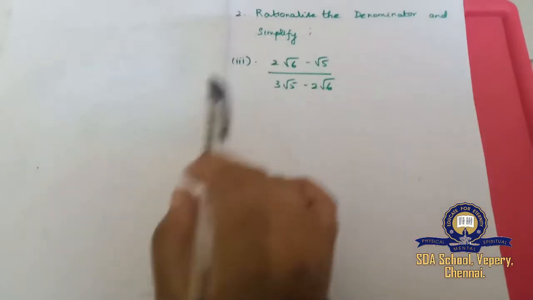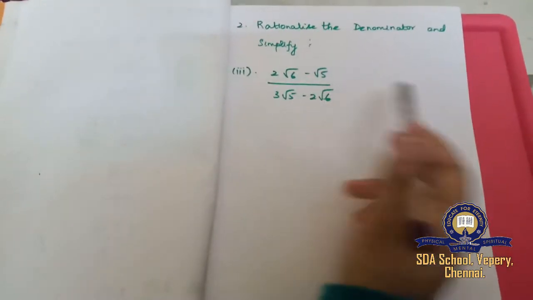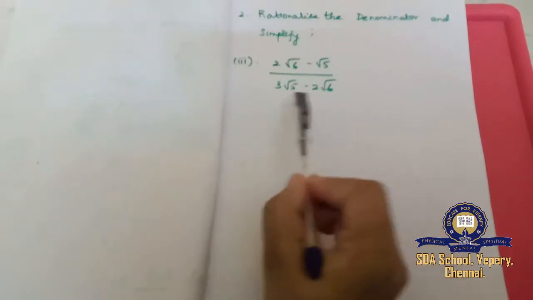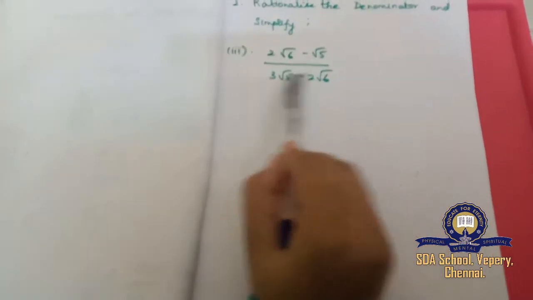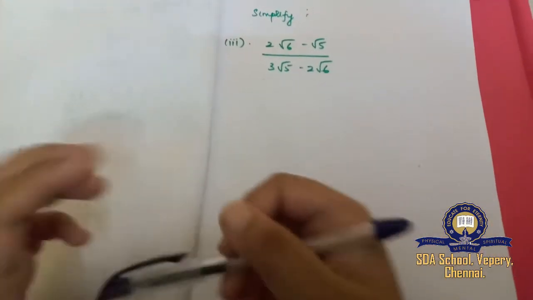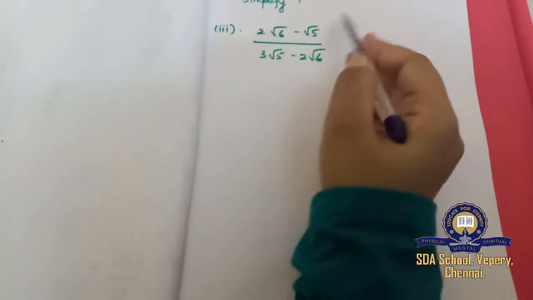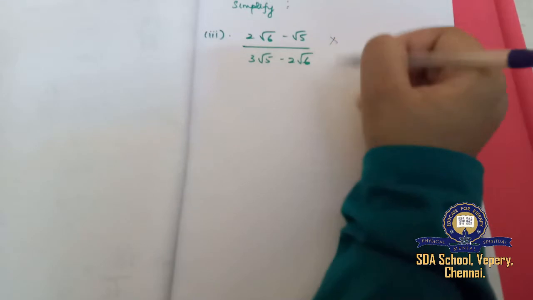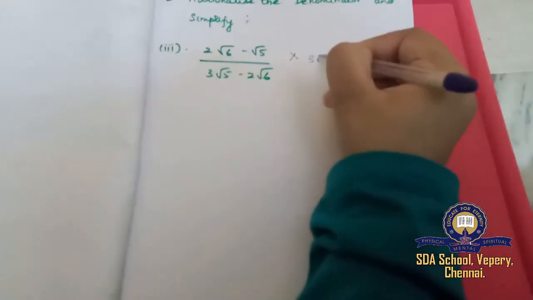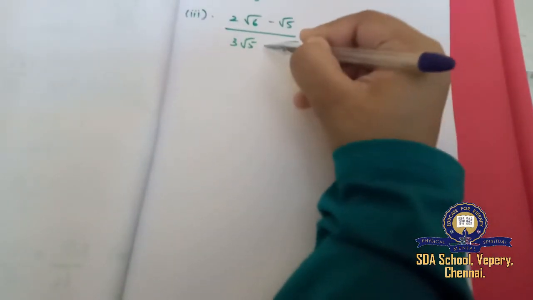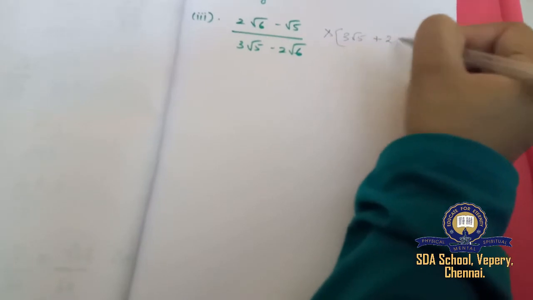Question number 2. Rationalize the denominator and simplify. Subdivision 3: (2√6 − √5) / (3√5 − 2√6). Now how do I proceed with the sum? I have to rationalize the denominator, multiply and divide by 3√5, minus is there, so plus 2√6.